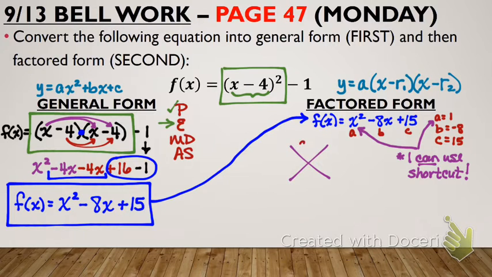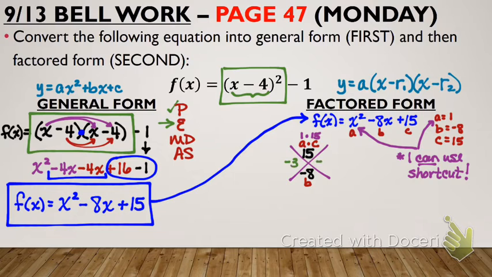Up on top, I'm going to multiply the a and c coefficients together. So I'm multiplying 1 and 15. I need two numbers that when I multiply them, I get a positive 15. When I take those same two numbers and add them, though, I get negative 8. So what numbers will do that?